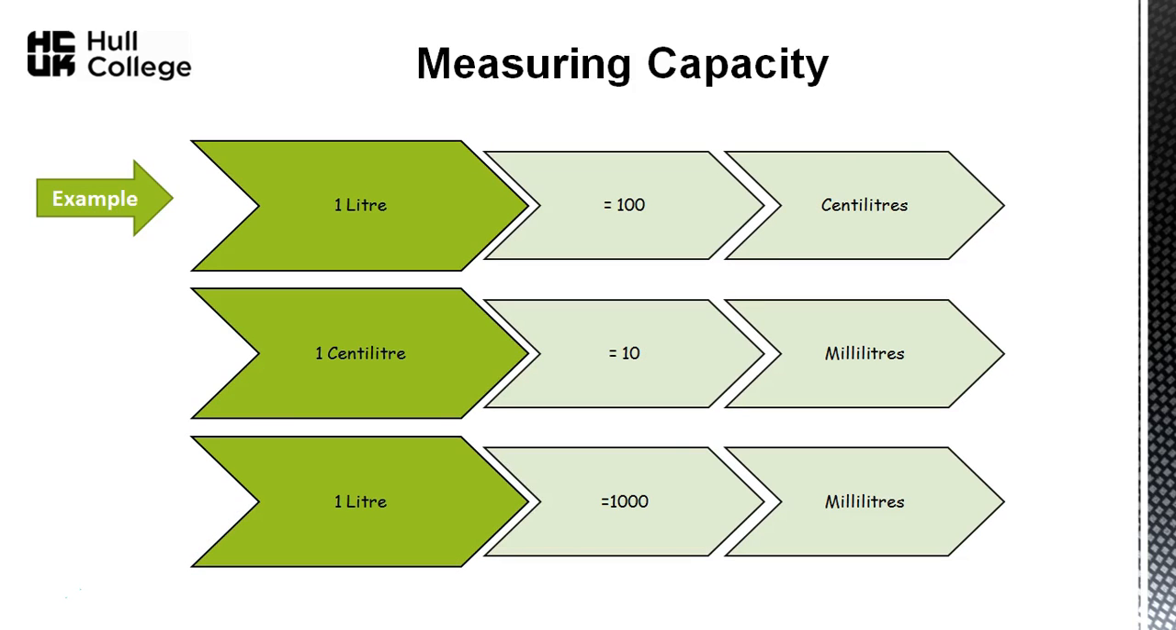And again, 1 litre is 100 centilitres. 1 centilitre is 10 millilitres. 1 litre is 1000 millilitres. Make note of these.